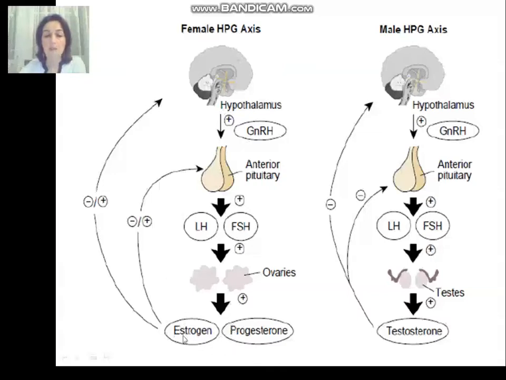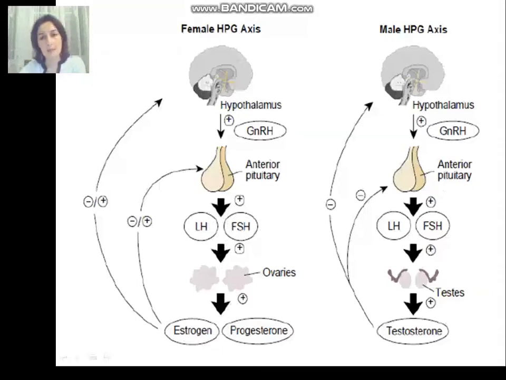But if there is a deficiency of estrogens and progesterone in the blood, cells of the hypothalamus sense this condition and they will increase production of the gonadotropin releasing hormone that will stimulate the pituitary. The pituitary will produce its LH and FSH. It will stimulate the ovary to produce more of the sexual hormones.